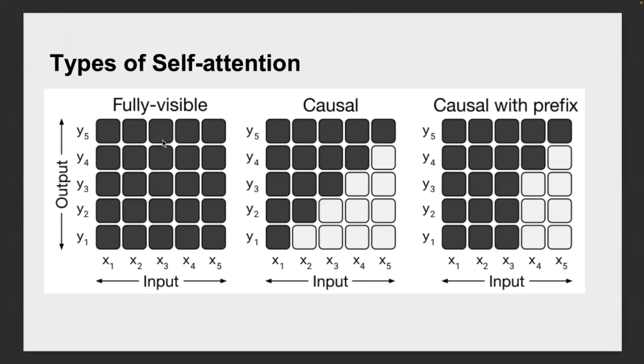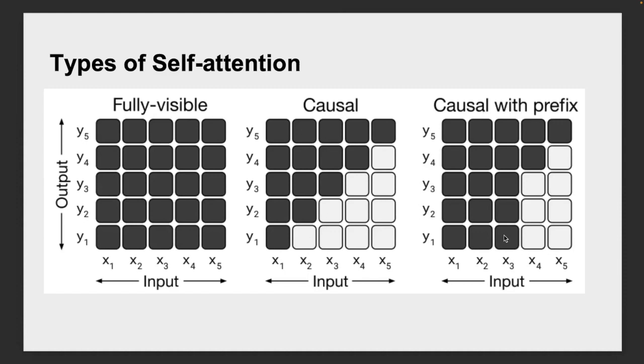So the black dots here mean that the attention is on, and the bright color means the attention is off. So for example, over here, if it's a causal attention like Y2, it will attend to X1 and X2, but not X3, X4, and X5. So it is a causal relationship. It can only attend to the previous tokens that are already observed.